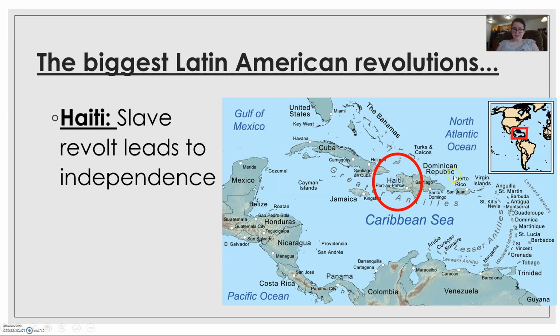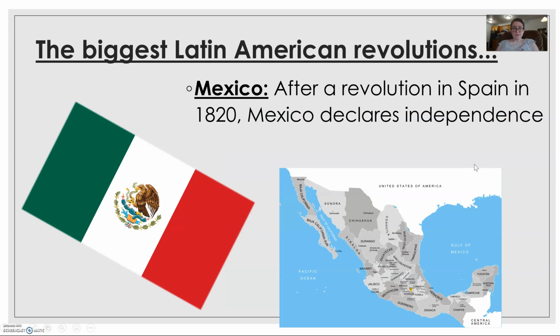So it starts with Haiti. Then we're going to go to Mexico. Spain sees France's revolution and raises them and does their own revolution. So in 1820, Spain is going through its own troubles, not only with Napoleon, but with their own infighting. And Mexico declares its independence.